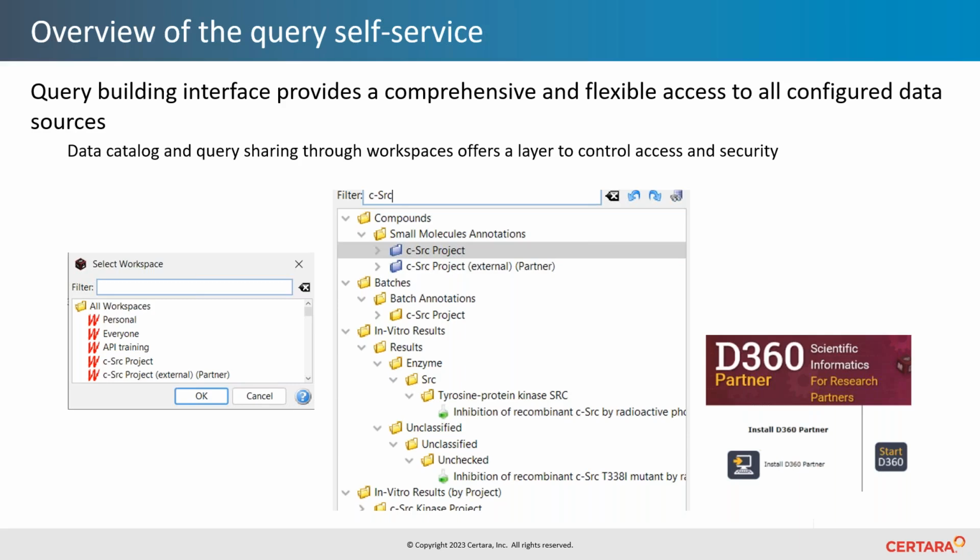So the control of access and having one access point is quite beneficial, and there's also other options for controlling the security. So we also have D360 Partner, which is for partner use, and then the workspaces to really organize your queries for the teams that need them.